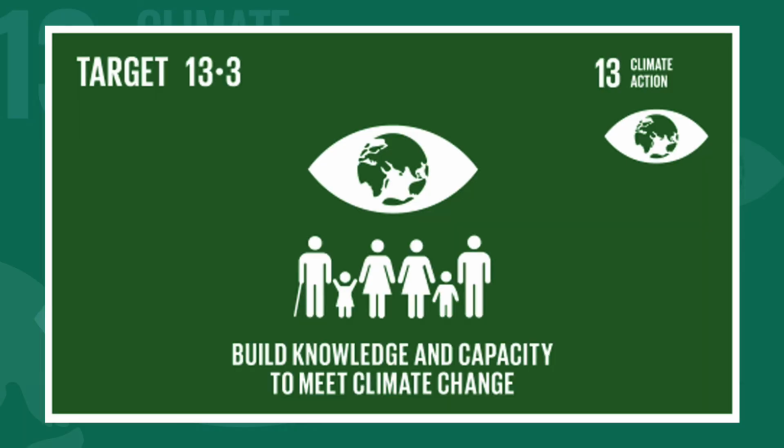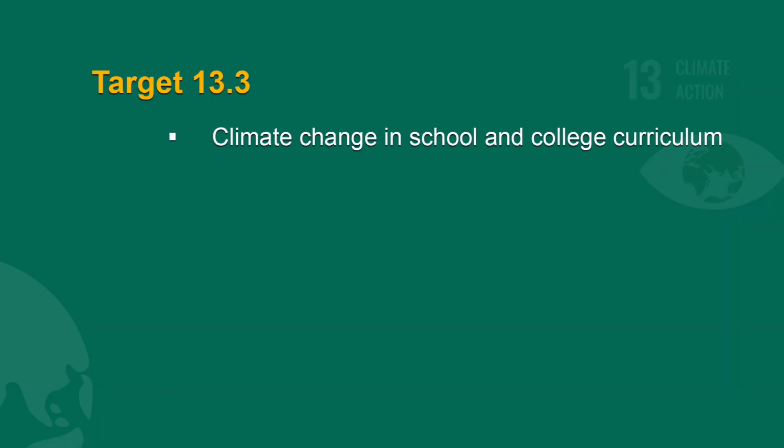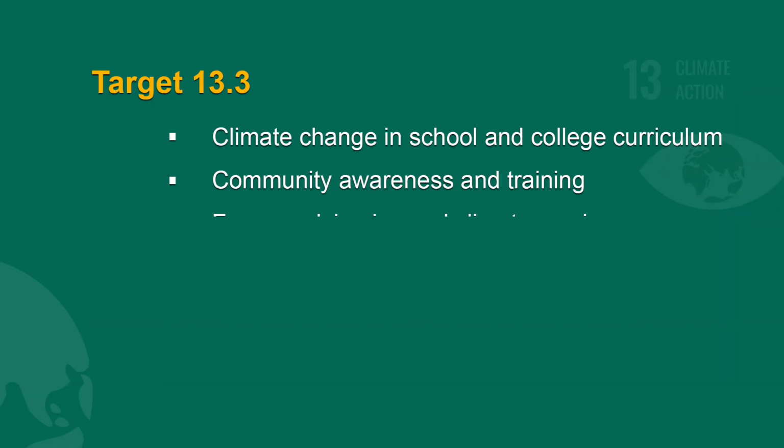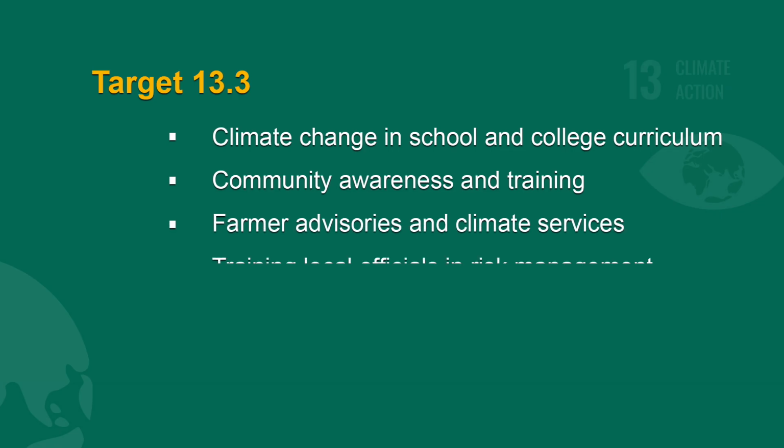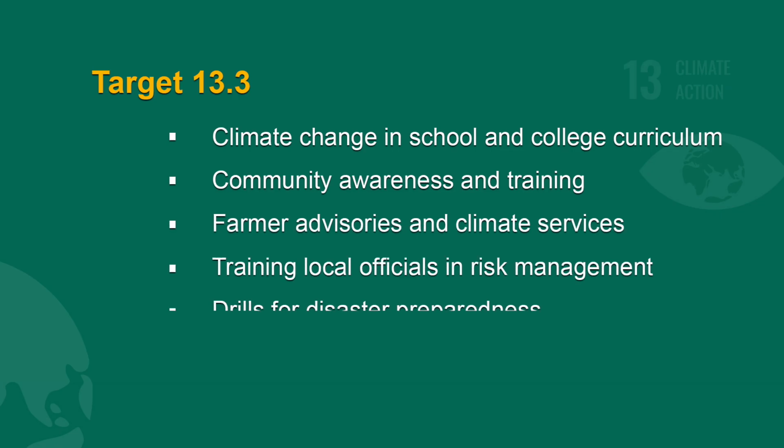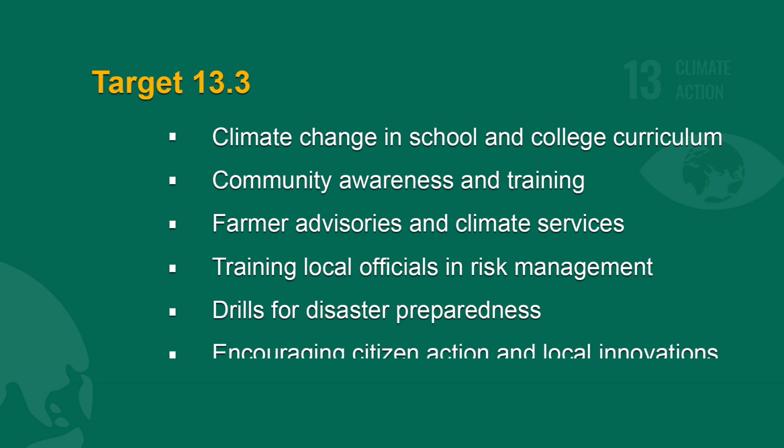Now, let me take you to target 13.3, which is on improving education, awareness and capacity. Improve education, awareness and capacity on climate change mitigation, adaptation, impact reduction and early warning. I would like to cite a few examples for you. Climate change in school and college curriculum, community awareness and training, farmer advisories and climate services, training local officials in risk management, drills for disaster preparedness, encouraging citizen action and local innovations. So, this was the explanation.